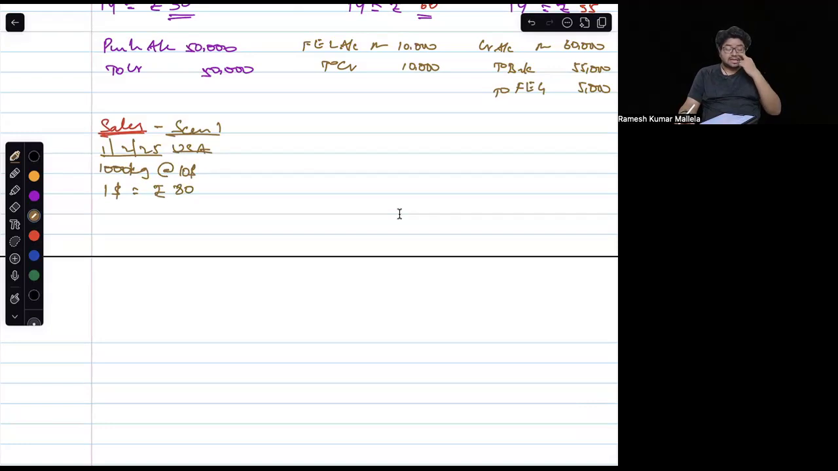And then on 31st March, the dollar rate has become 85, and on 31st May, $1 has become 90. Now what will you do?